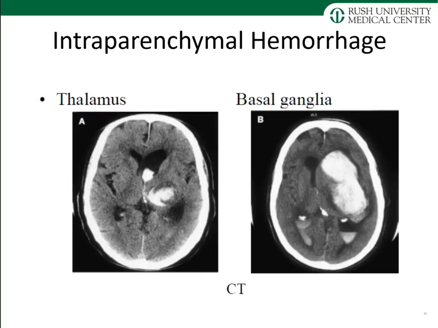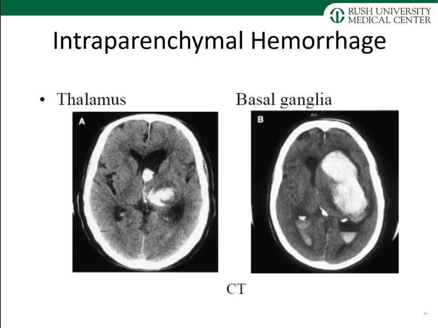Here are some imaging studies of patients who have intraparenchymal hemorrhages. On the left, you can see blood, which looks bright on our CAT scan, and this is located in the thalamus. So this is a CT scan. You can see that it looks like we're looking at an axial cut of the CT scan. So we've cut the top of the head and taken it off, and we're looking down.